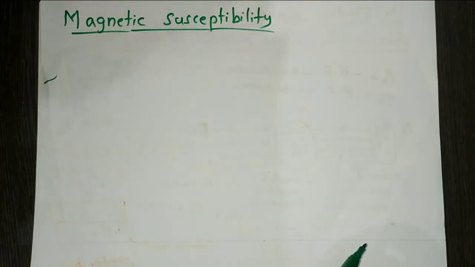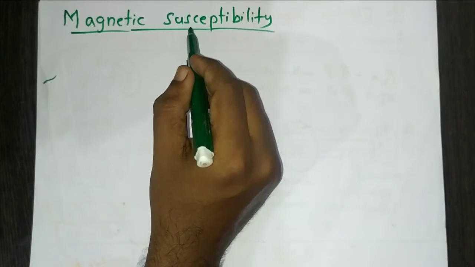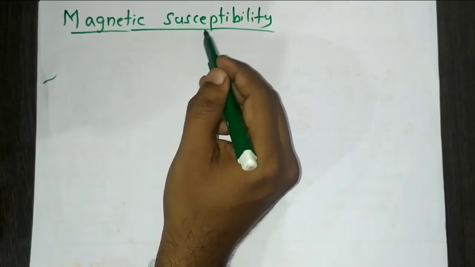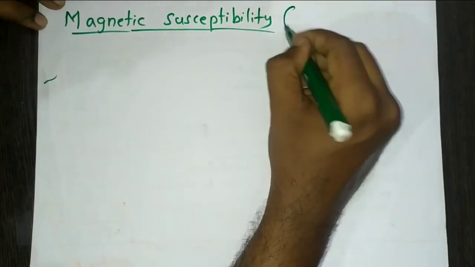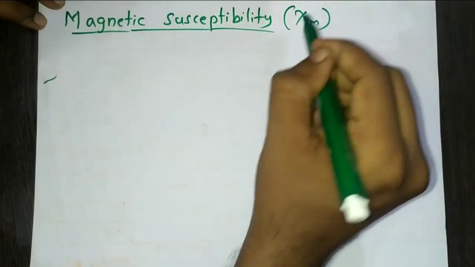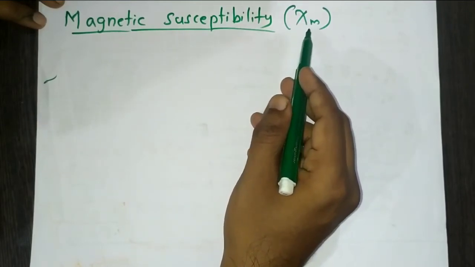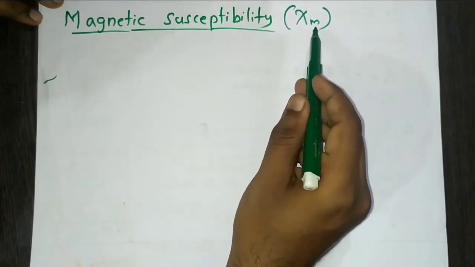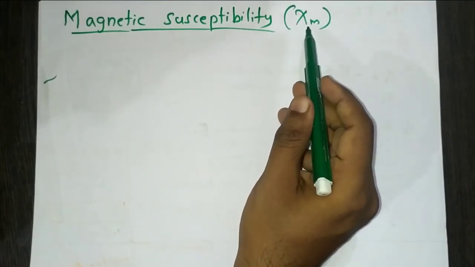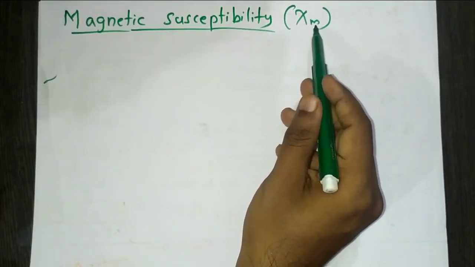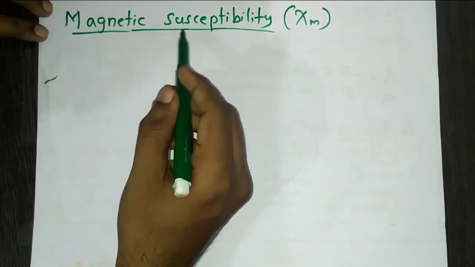Now let us discuss magnetic susceptibility. This means how susceptible the magnetic material is to the applied magnetic field. It is denoted by chi m. A similar notation we used in the electric field in matter chapter, that is chi e, the electric susceptibility, how susceptible the material is to the applied electric field. Here the case is magnetic susceptibility.